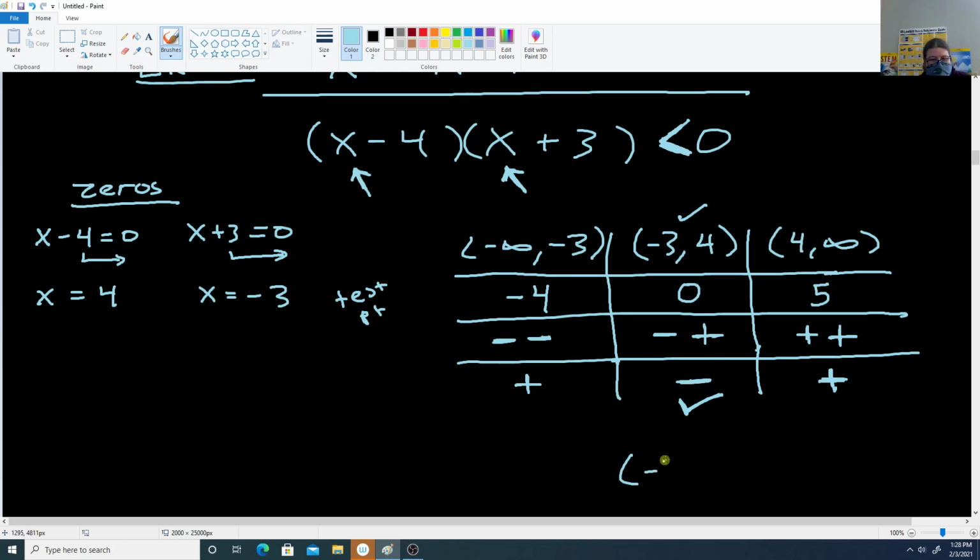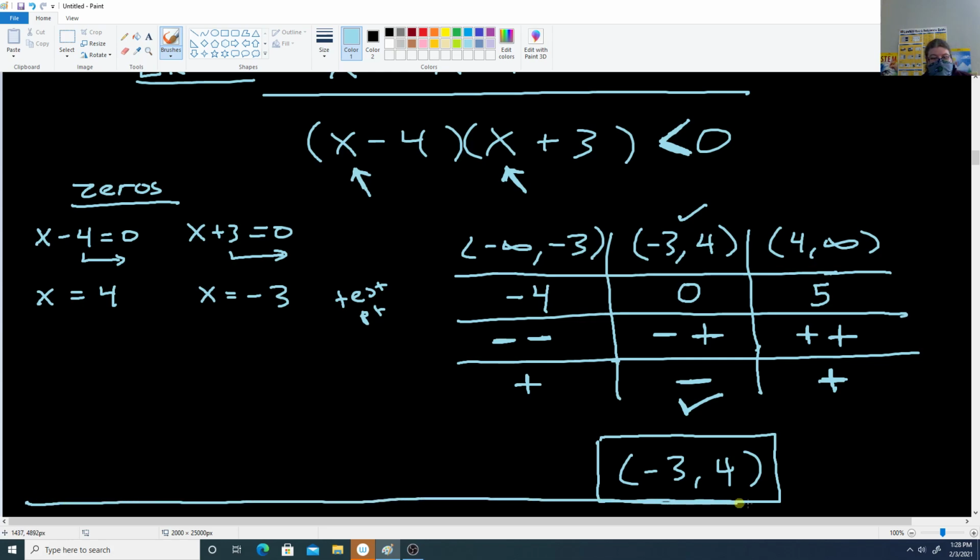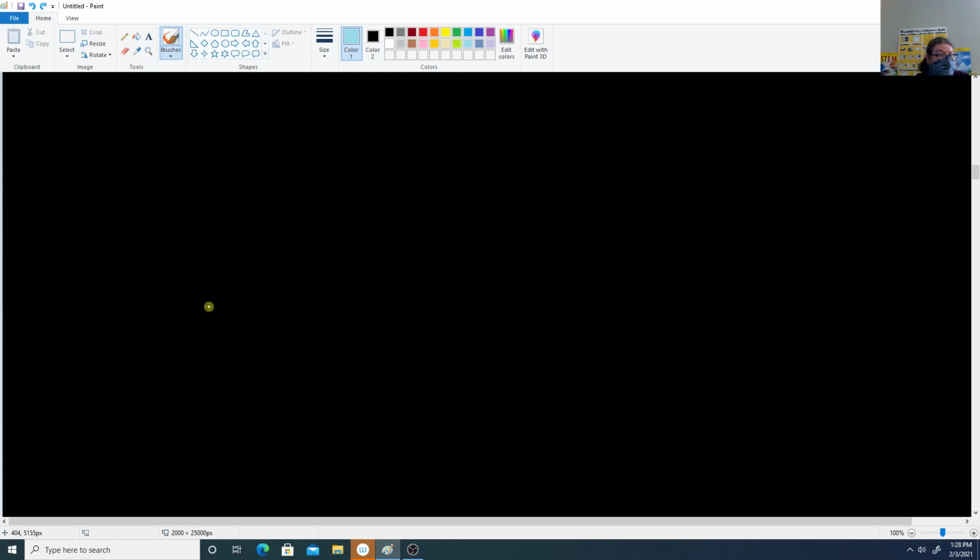So our answer will be the interval from negative 3 up to 4, because those x values make the expression less than 0, which makes the expression negative, and where the expression is negative, those numbers are less than 0. So that's our solution to that one. We're going to look at a couple more types of these that build the table, and then that'll be section 1.7.